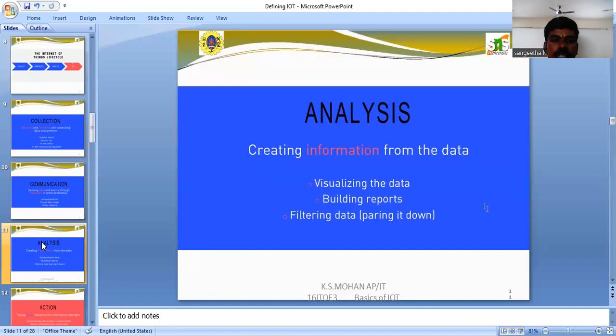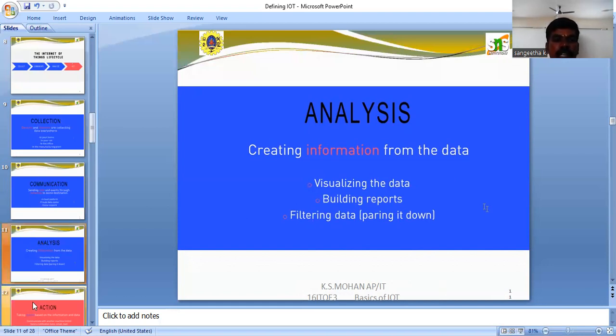Then analysis. Analysis is creating information from the data. Yes, it will be analyzed whether irrigation for this particular land is possible or not. This data is to be transferred to the farmer. Whether the farmer has reached the particular destination or not, that is to be identified. That is in the form of analysis.